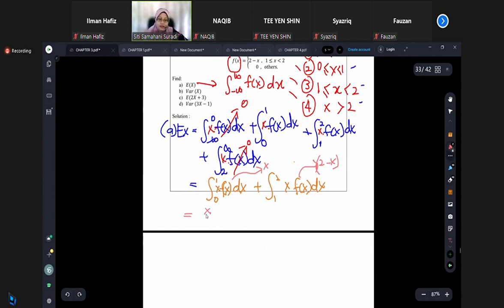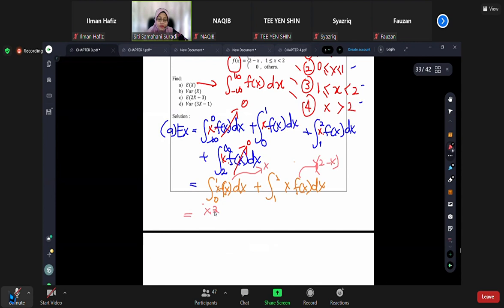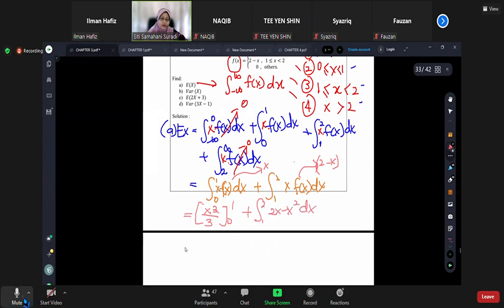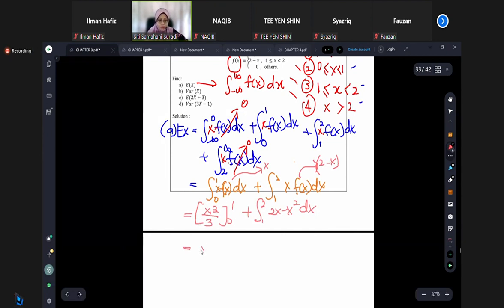That means x power of 2, integrating it gives power of 3 divided by 3. This one is from 0 to 1, plus x. That means you get supposedly from 1 to 2 of 2x minus x power of 2 dx. So multiply first, then integrate. And then you get 1 power of 3 minus 0 power of 3 divided by 3, and then plus 2x power of 2 divided by 2 minus x power of 3 divided by 3.